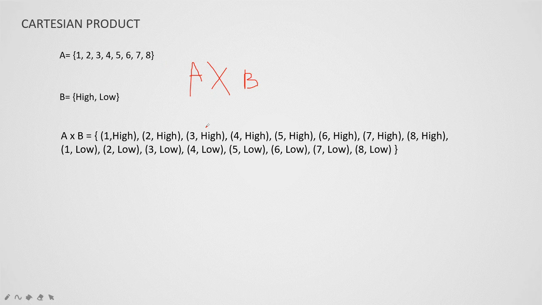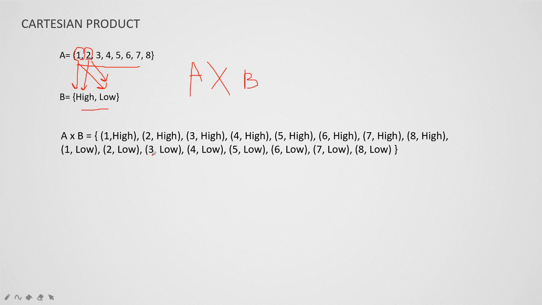So what I have done here, if you look carefully, is made a relationship between every element of A and every element of B. Each element of A has a relation with each element of B. That means every element of A has a relationship with every element of B: 1 high, 1 low, 2 high, 2 low, 3 high, 3 low. That is called Cartesian product.